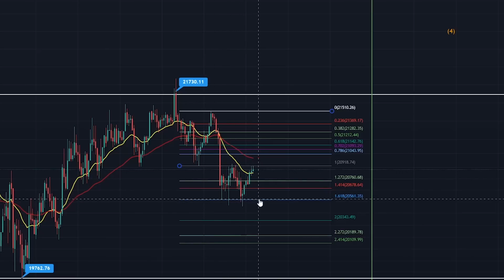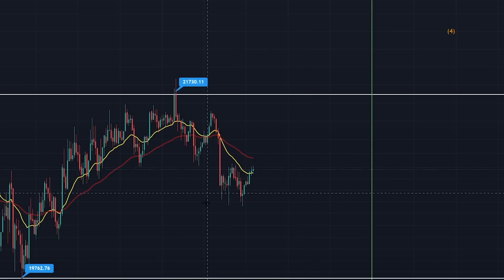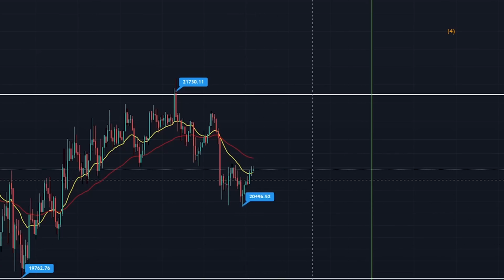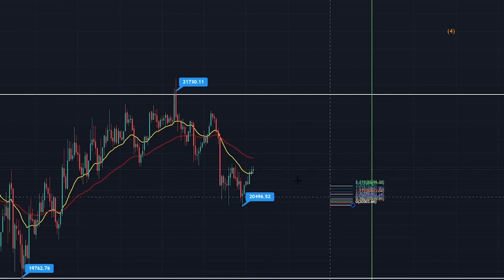So obviously we need to confirm this perfect ABC correction of 1618 Fibonacci target being met by holding this support right now. Okay, so this is key support down here for Bitcoin. I'm going to give you this. So right now, if Bitcoin holds this key support at 20496, there's a massive chance here you're going to break out and retrace to this high, and this is going to be your targets after this ABC correction is complete.